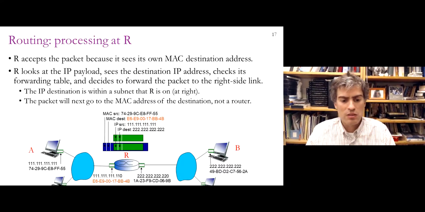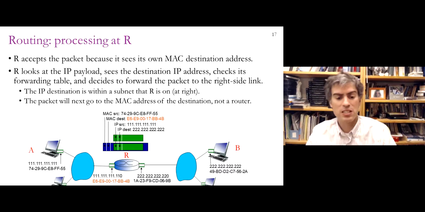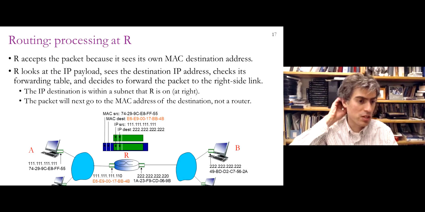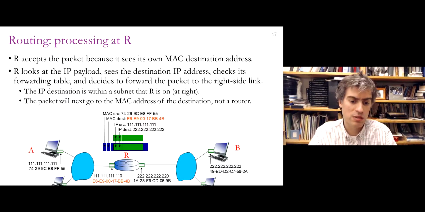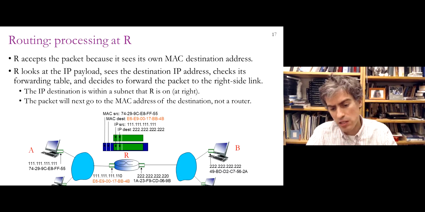And it unwraps it, right? So it looks at this IP header and this payload. Because it's a router, it's going to forward this to the destination. So it looks at the IP source and destination, particularly the destination. It checks its routing table to figure out where to send it. It decides it needs to go out on this right-hand link. That's what my routing tables told me, which were determined by BGP or whatever. So R says this packet needs to go out on the right-hand side.